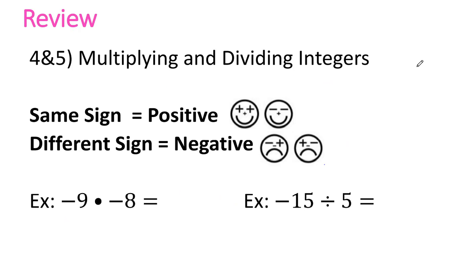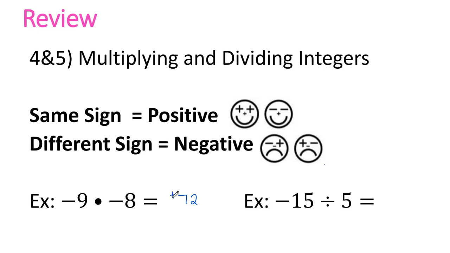For lessons 4 and 5, we looked at multiplying and dividing integers. So we have rules for multiplying and dividing, and these rules are pretty straightforward. If the signs are the same, whether we're multiplying or dividing, our answer will be positive. If our signs are different, our answer will be negative. So for example, negative 9 times negative 8, we have the same sign, so our answer will be positive, and 9 times 8 is 72.